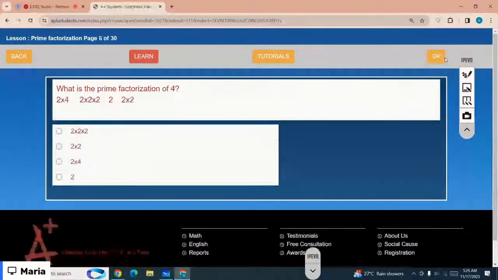Okay, what is the prime factorization of 4? Which is the correct option? Yes, that is 2 times 2. Option 2 is the correct one.